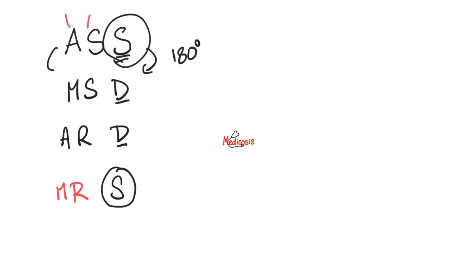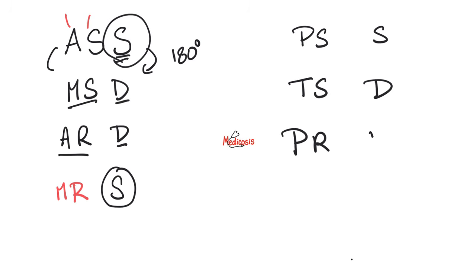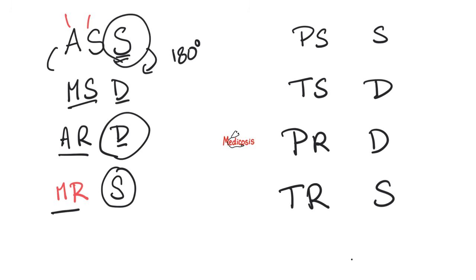Mitral regurge is systolic. Then aortic stenosis is the same as pulmonic stenosis, which is systolic. Mitral stenosis is the same as tricuspid stenosis, which is diastolic. Aortic regurge is like pulmonic regurge, which is diastolic. Mitral regurge is similar to tricuspid regurge, which is systolic.